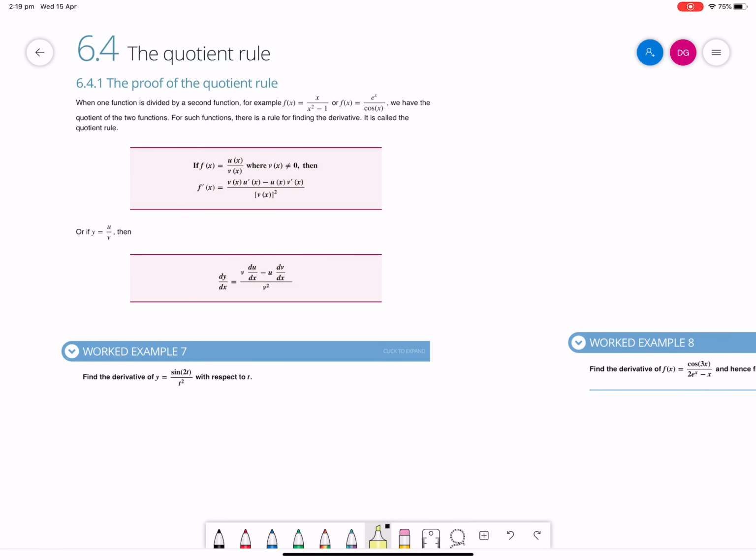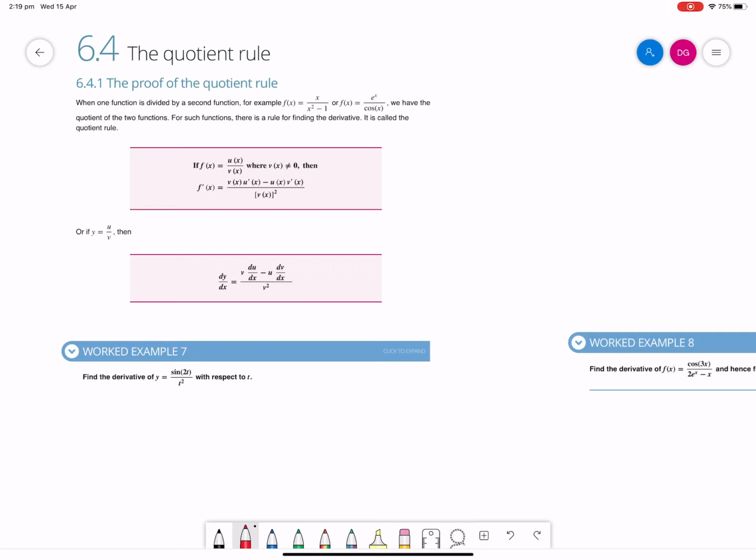Hi there. In our last two videos, we had a look at the chain rule and then the product rule. In this lesson, we're going to have a look at the quotient rule and how we can use it to find gradients and tangents and stuff like that. So first, let's have a look at what the quotient rule is.